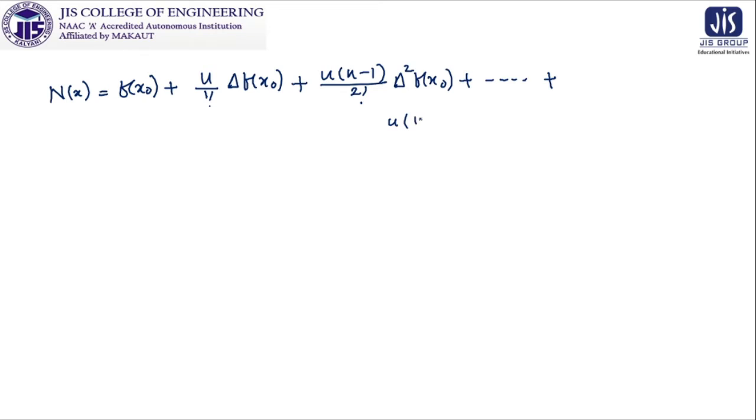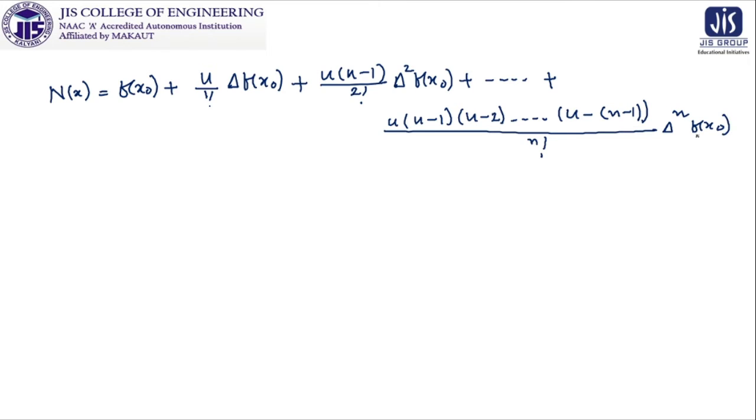So we are now reaching u into u minus 1 into u minus 2 up to u minus n minus 1. You can write it as u minus n minus 1, or you can just simplify it to write it as u minus n plus 1. It is completely up to your choice. That will not create any difference in the problem, along with del n f x0. Now here only one thing is not mentioned earlier, that is, what is u? u is nothing but x minus x0 by h.